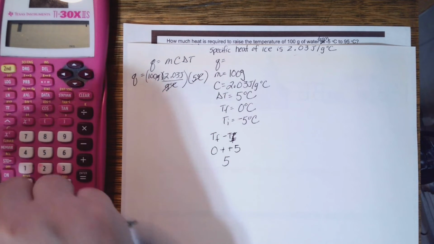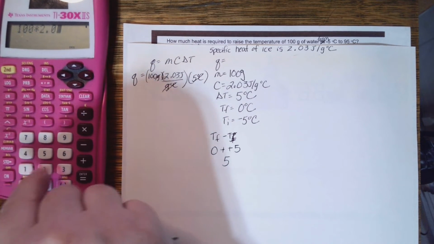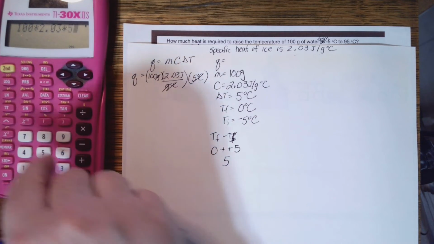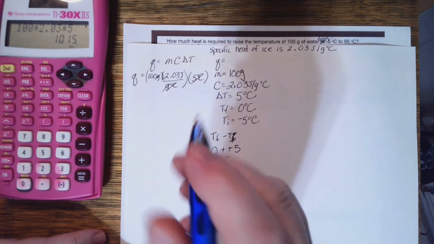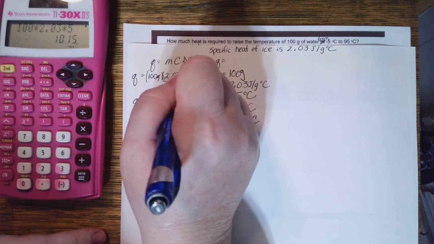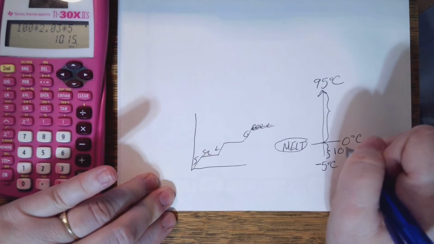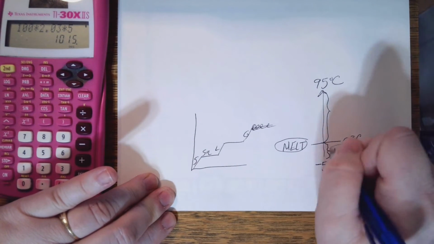Let's try that again. 100 times 2.03 times 5. Okay, so that Q equals 1015 joules. Let's leave it. So down here, that represents this heat right here. So 1015 joules, just this tiny piece.